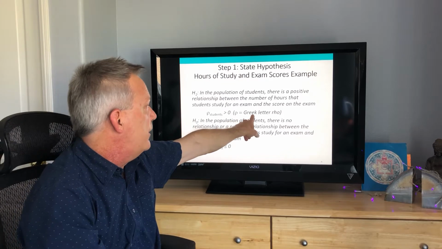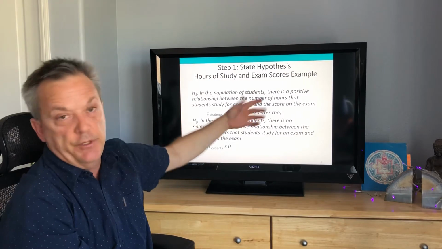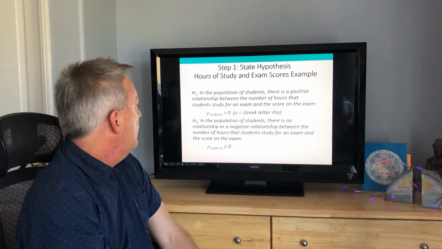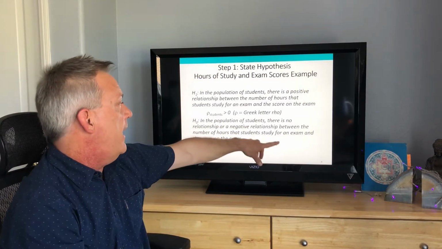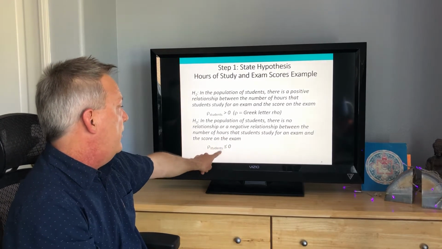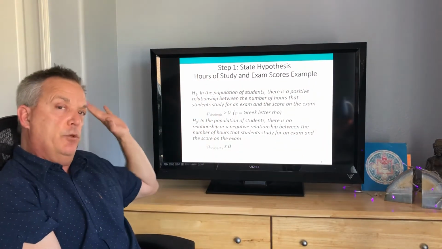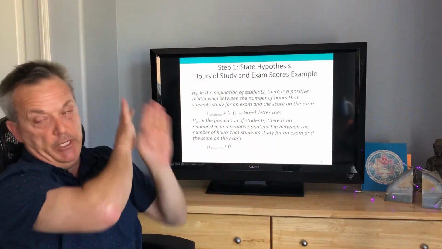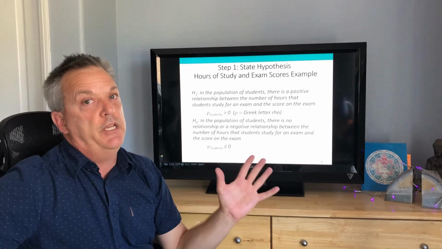This P is the Greek letter rho, and so rho for the population of students is greater than 0 in terms of a Pearson R. And the null hypothesis: in the population of students, there is no relationship or a negative relationship between the number of hours that students study for an exam and the score on the exam, and rho is less than or equal to 0. Okay, so you would be predicting for the null hypothesis no relationship or a negative, an inverse relationship between hours of study and exam scores.